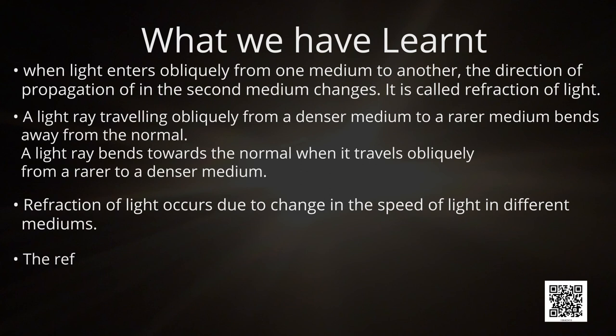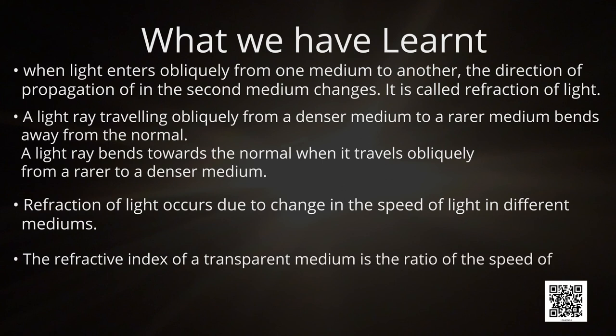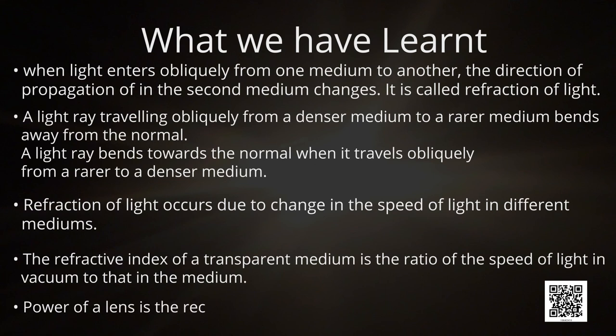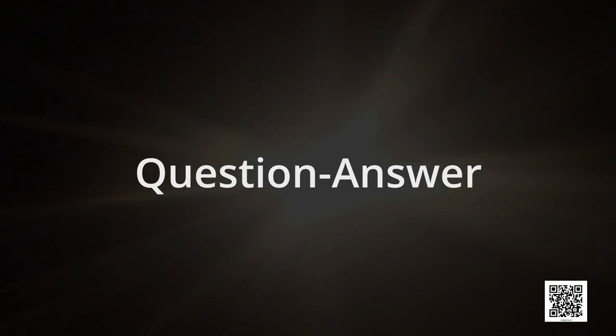The refractive index of a transparent medium is the ratio of the speed of light in vacuum to that in the medium. Power of a lens is the reciprocal of its focal length. Dear children, now let us discuss some questions. I hope that you know the answers.